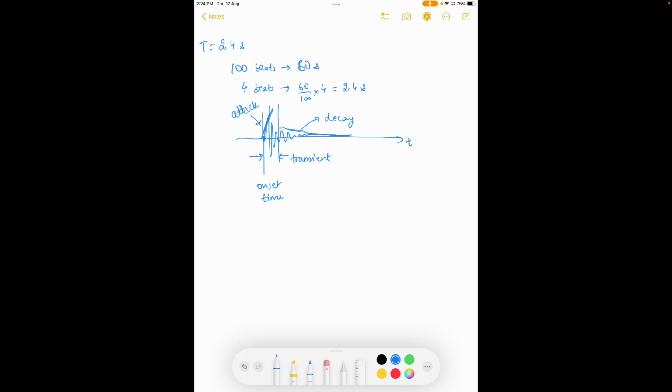You have an onset time which is very precisely known. Then you have an attack where basically it is gaining intensity. And then there is some region where the volume is very high, it is kind of very distinctly audible. That is the transient region. And then it slowly decays down. That's the decay. So when you are designing your metronome, you can align the onset times.